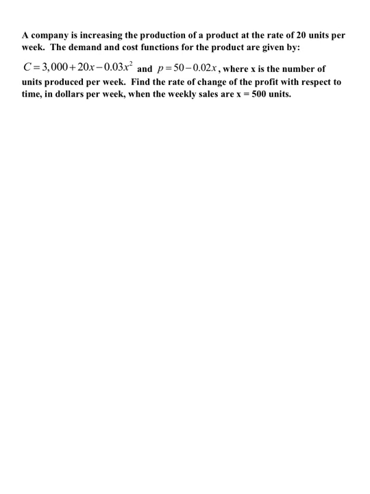A company is increasing the production of a product at the rate of 20 units per week. The demand and cost functions for the product are given by the two equations in the problem, where x is the number of units produced per week. Find the rate of change of the profit with respect to time in dollars per week when the weekly sales are 500 units. The demand function is the price per unit.